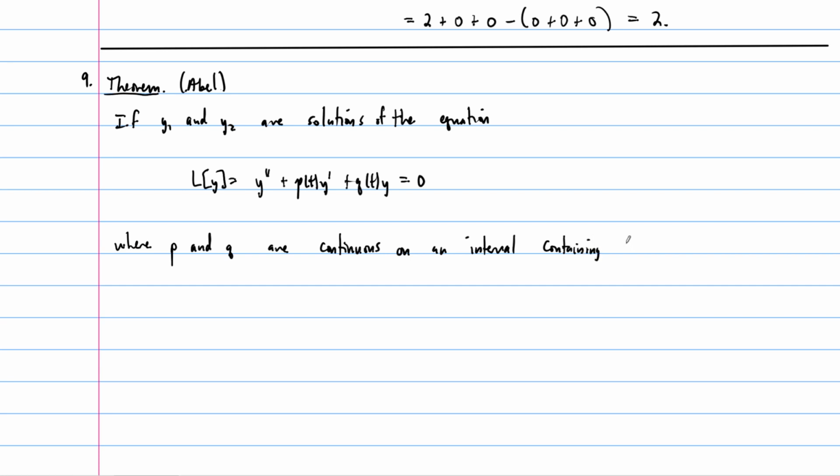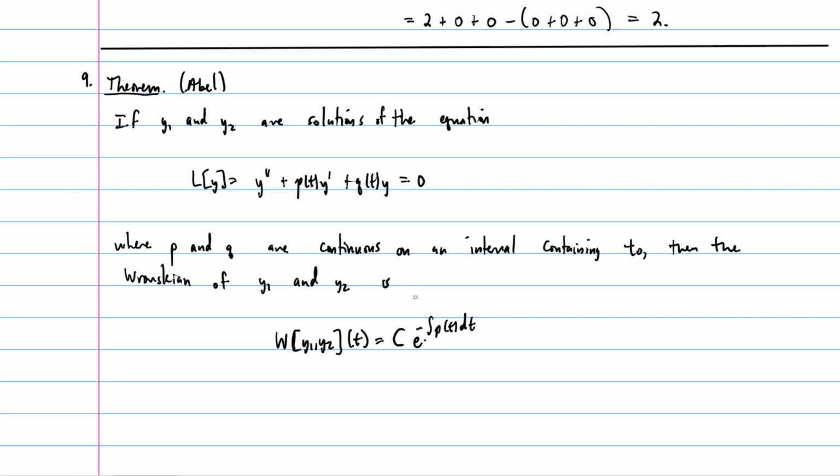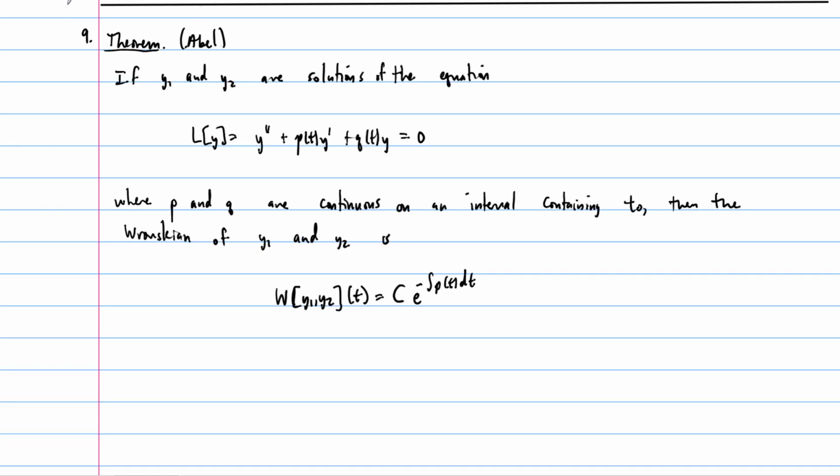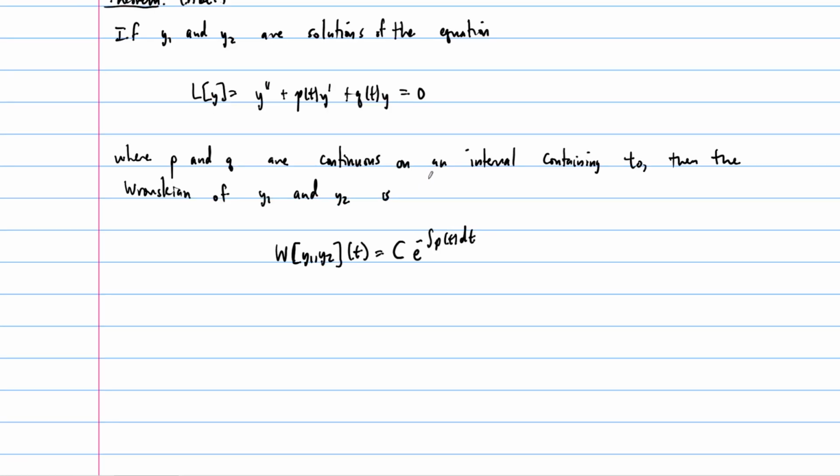So P and Q are, in this scenario, continuous on an interval containing t naught, then the Wronskian of these functions y1 and y2 is given by this formula. So W of y1, y2 at t is equal to some constant times e to the minus the integral of p of t dt. So p is the coefficient on the y prime term. All right, and this is true on the entire interval containing t naught for which p and q are continuous, right?